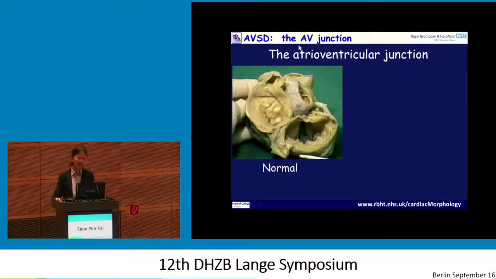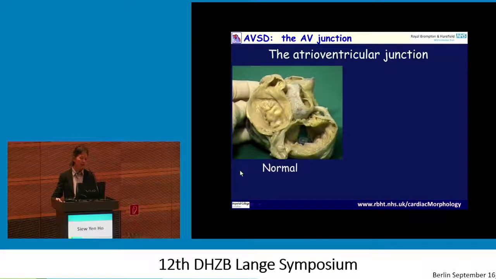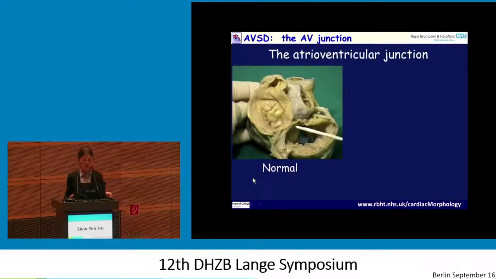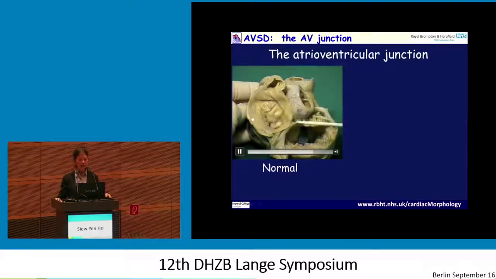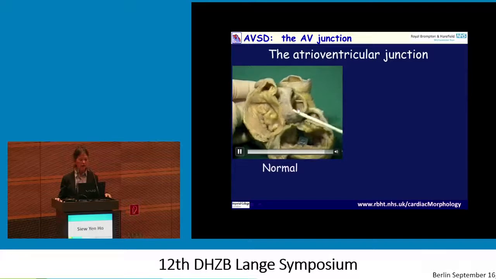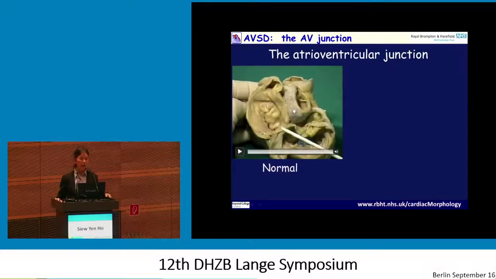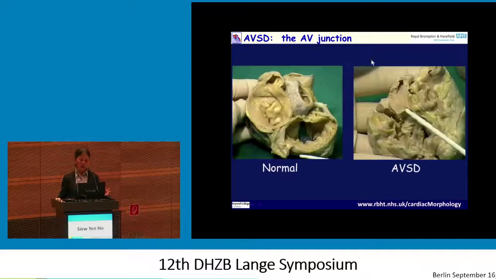So the atrioventricular junction in a normal heart is characterized by this. A figure of 8 configuration, isn't it? We've got the mitral valve here, tricuspid valve here, looking from the atria down towards the ventricles. We can see tucked into this waist of the figure of 8, the aortic valve. So a very characteristic arrangement of valvar tissues in the middle of the heart.